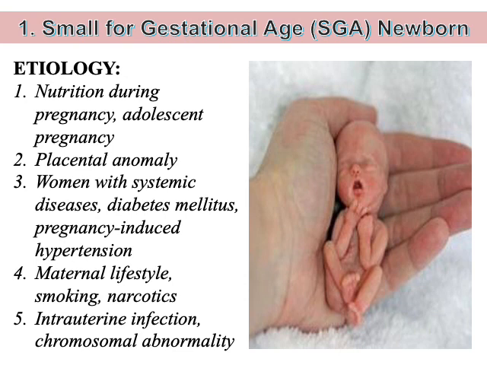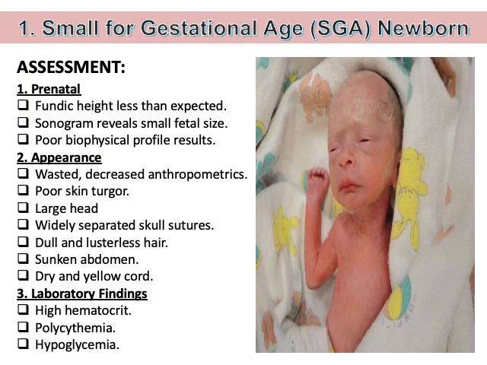Fourth is maternal lifestyle. Some studies show that women who smoke heavily or use narcotics tend to have SGA newborns. And fifth are intrauterine infection or chromosomal abnormality. In this case, the placental supply of nutrients is sufficient, but the fetus cannot use them because of the infection or the abnormality. For the assessment findings, prenatally, the baby's fundic height is less than expected.